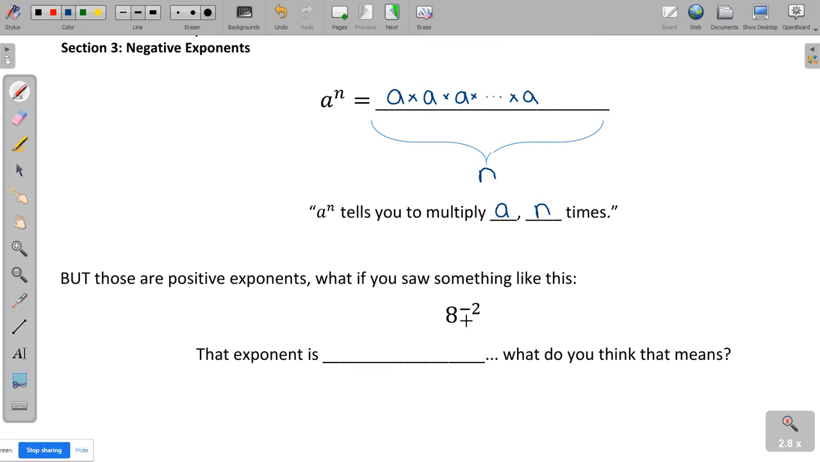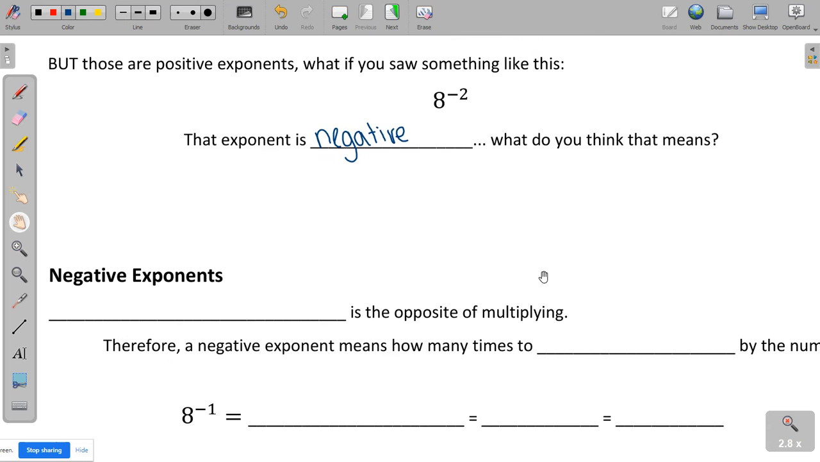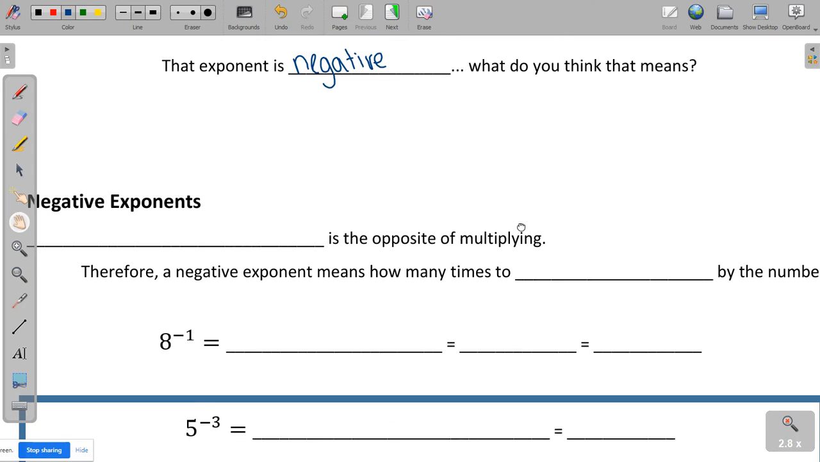What if you saw something like a to the negative second? That exponent is negative. So what do you think that means? What is different? What would we do differently? So let's go on and look into that. So negative exponents.